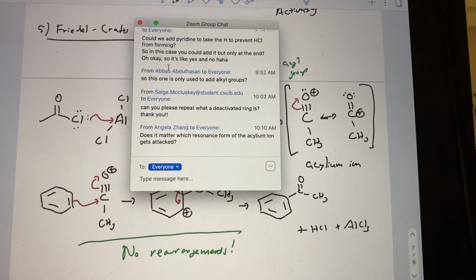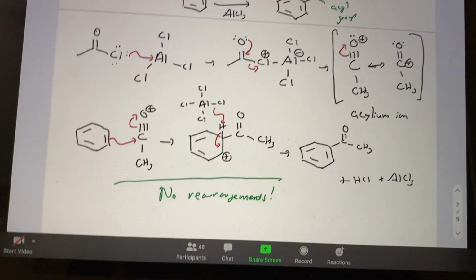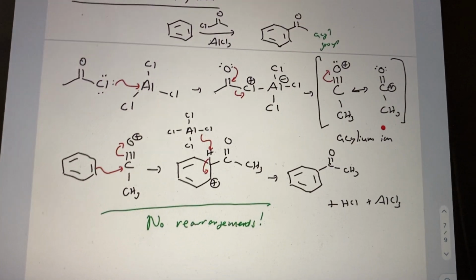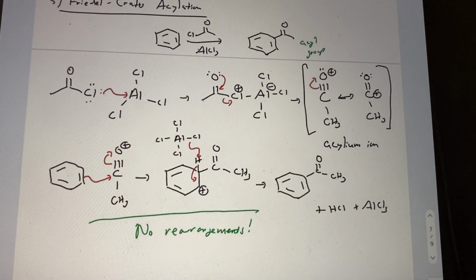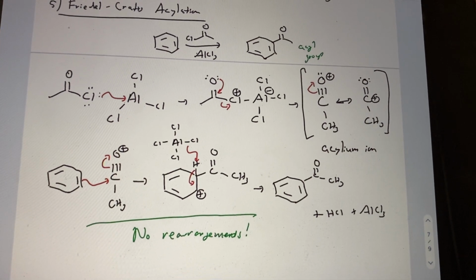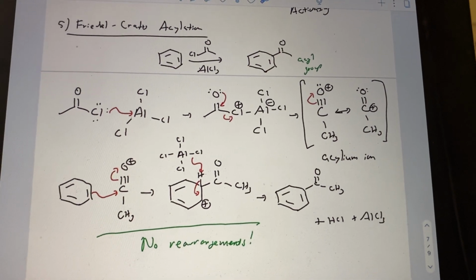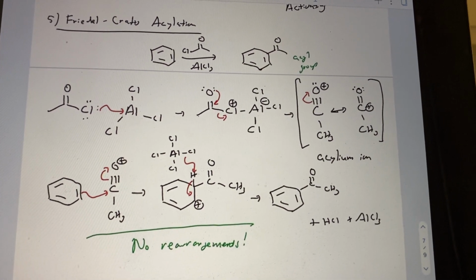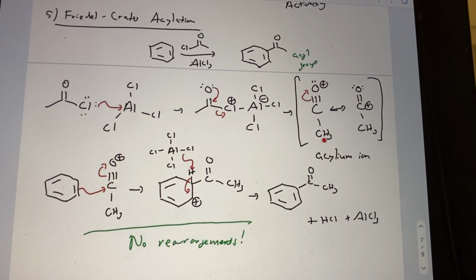So in response to Angela's question, does it matter which resonance form of the acylium ion is attacked? No. So you can draw it either way. I just drew it to the one that was on the left here, but you could use this resonance structure, have the benzene ring attack here. So great question. Either one is fine. Whichever one is your favorite resonance structure. I'm not sure if this is my favorite one, but it just happened to be the one I drew.